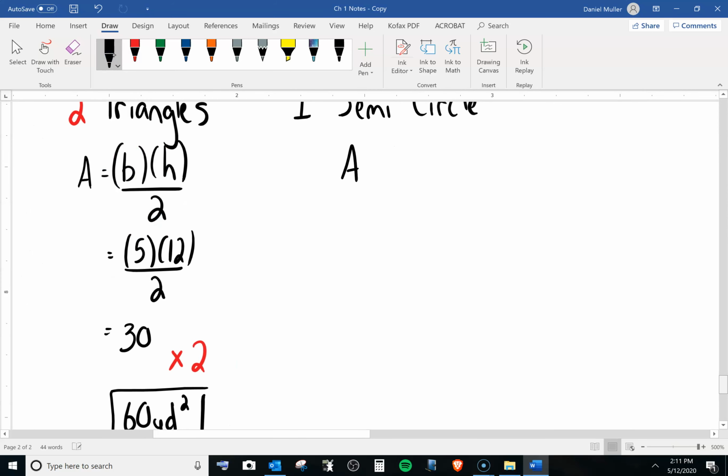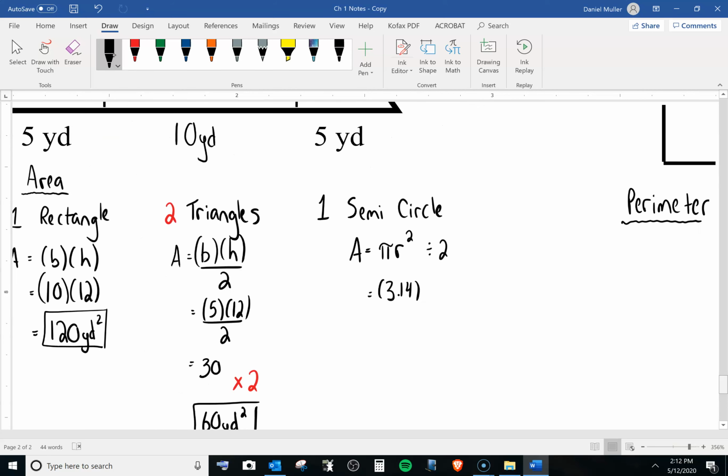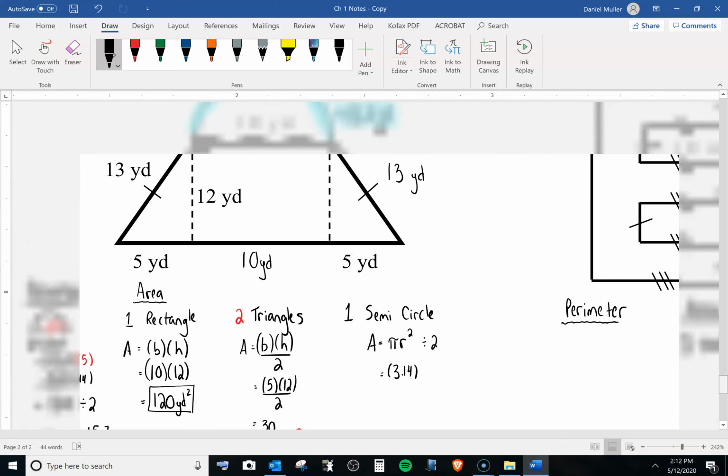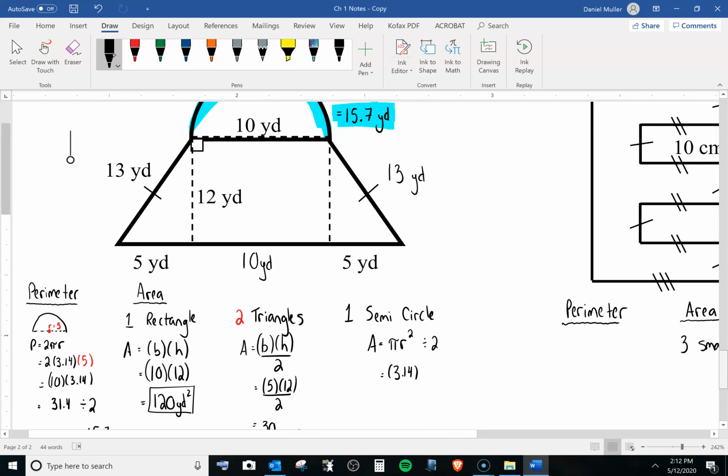So the semicircle, an area of a circle is pi r squared. But then whatever that is, we're going to have to divide by 2, because we're going to cut it in half. So we're going to have pi, 3.14, r squared. Oh, I don't know the radius. Do I know the radius? Oh yeah, with the diameter, wasn't it 10? The diameter 10? And the radius here would have to be 5 yards.